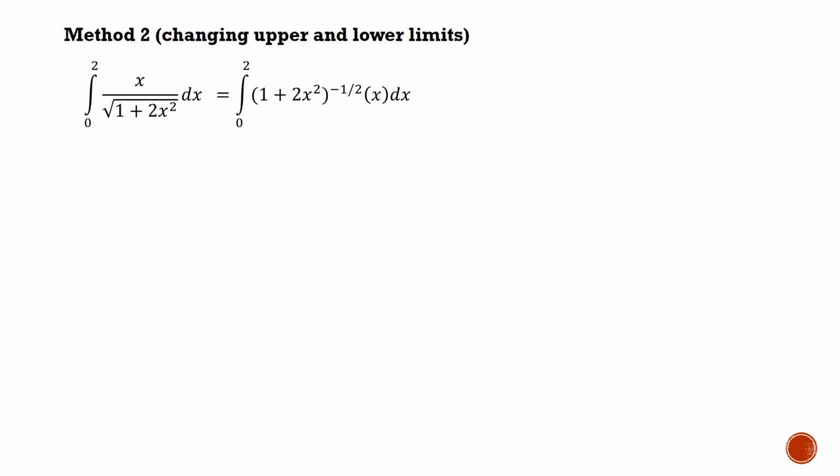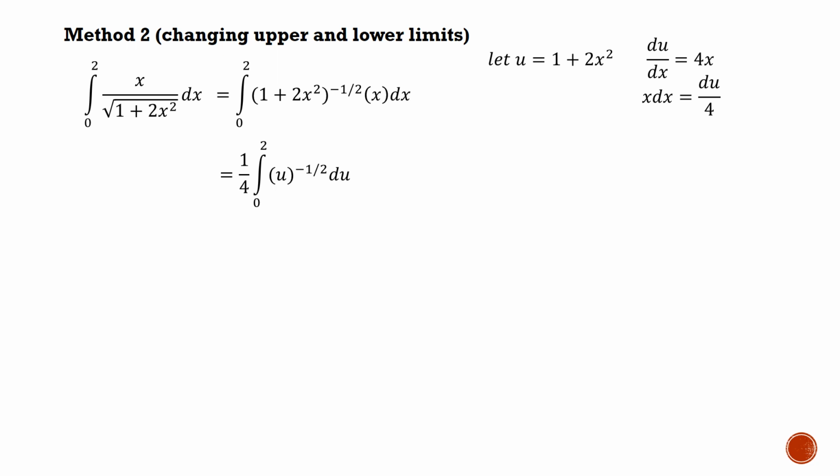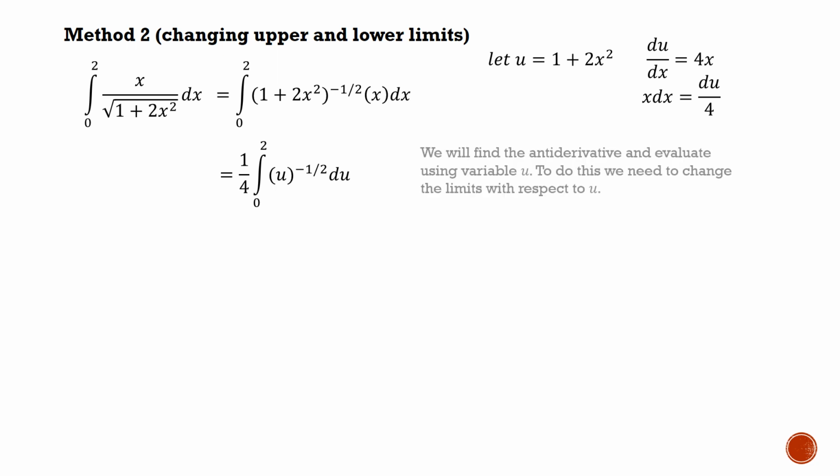We rewrite the equation once again, because I want 1 plus 2x squared to the negative 1/2 times x dx. Once again, I take the derivative of 1 plus 2x squared, I end up with 4x, and now I only have x dx. I need to modify. We use the same process as we used previously. Let u equal this, take the derivative, cross multiply, solve for x dx, and rewrite the equation now in terms of u.